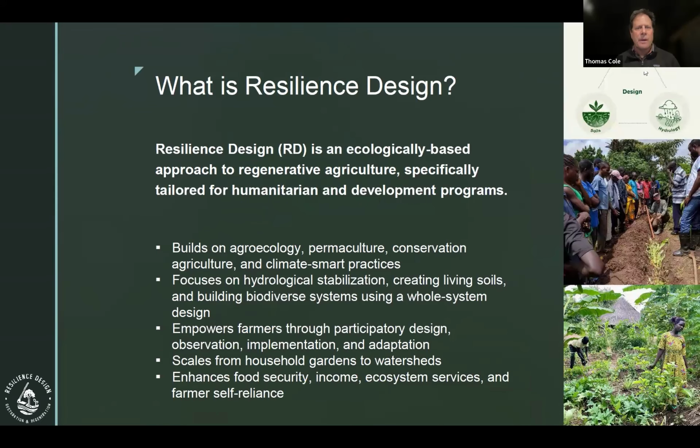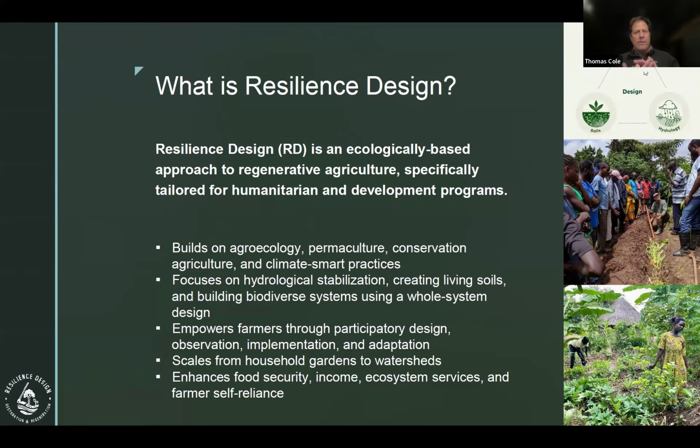Next. So what is RD? So, what makes it different? It's an ecologically based approach to regenerative agriculture. And it was developed specifically looking at the type of programs, humanitarian and development, that many of us are running. They're really unique operating environments, both in terms of climate and in terms of donors. So it's building on agroecology, permaculture, climate smart practices, conservation agriculture. It blends a lot of these different pieces together.